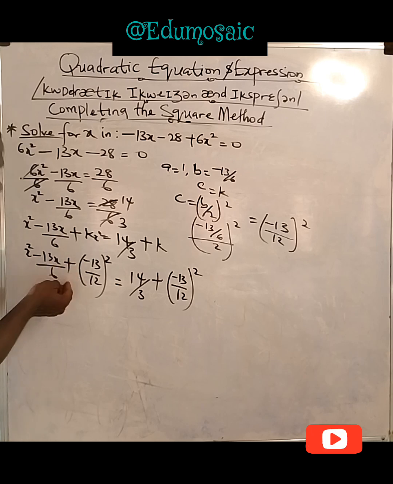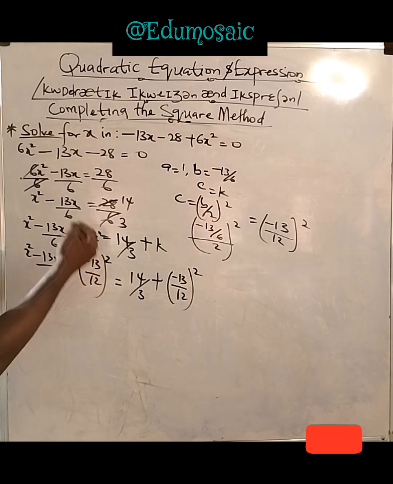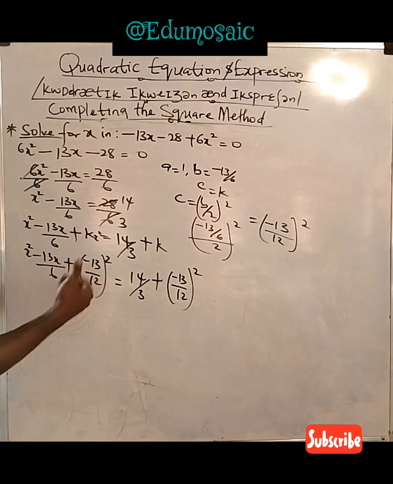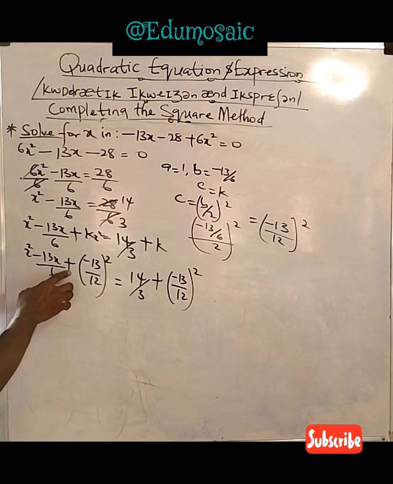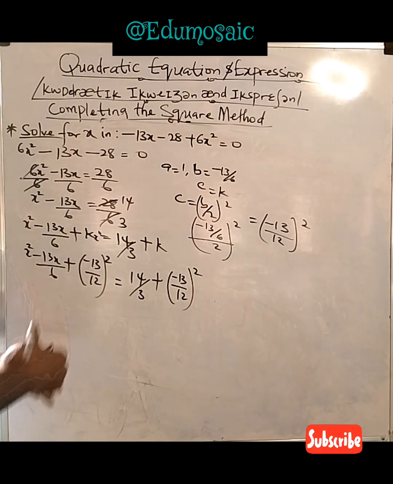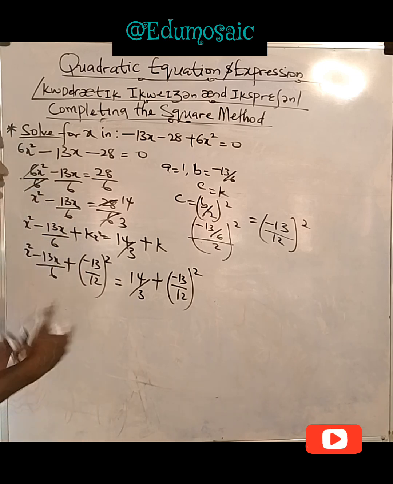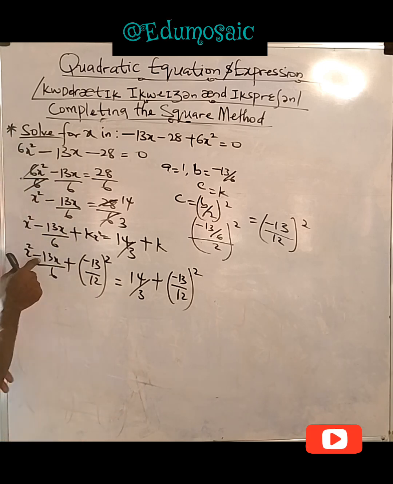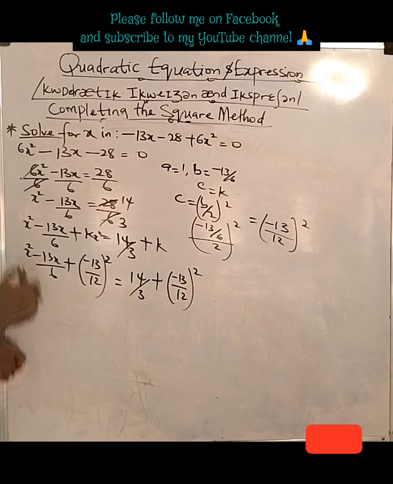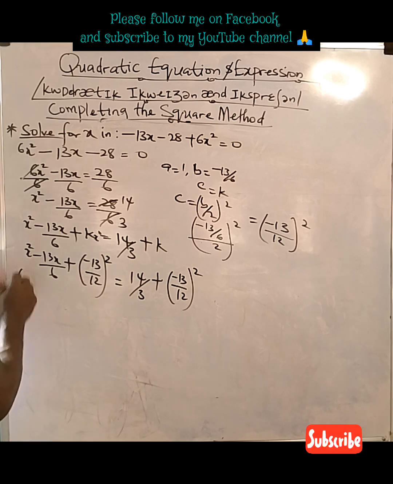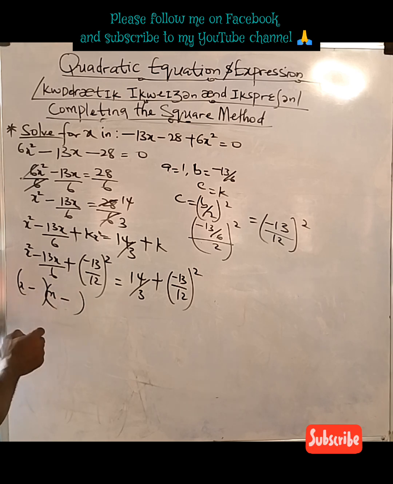If you look at the product, it is positive, but even when you convert this, you end up with 169 over 144, which are both positive. So the product here is positive. If the product is positive, it means the signs are identical. It means you have either plus plus or minus minus. So the sum here is minus. It means you have minus minus on both sides.